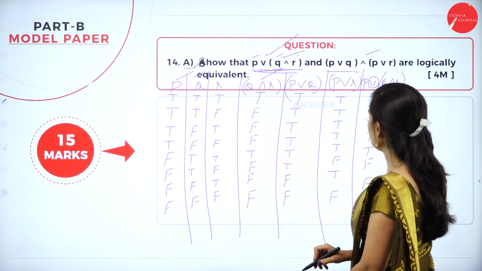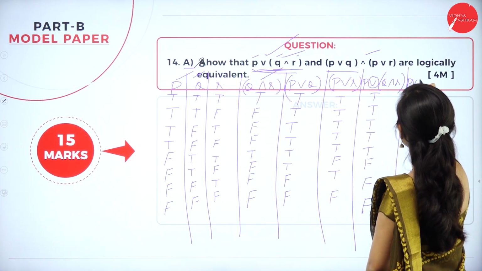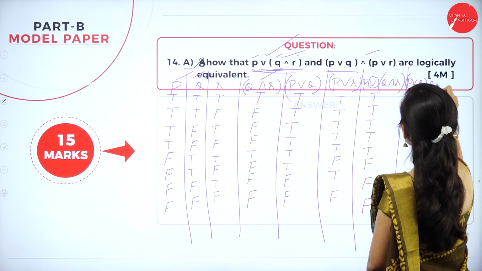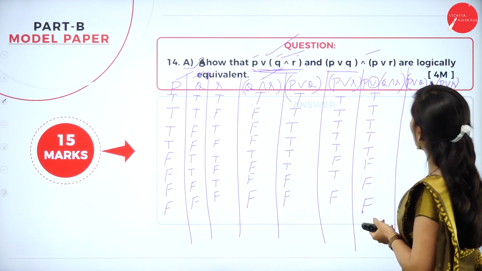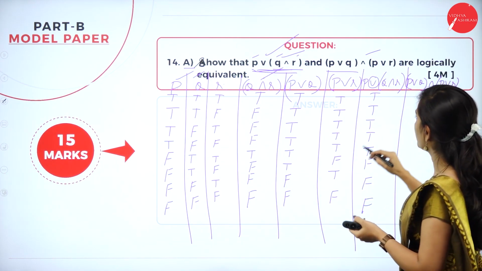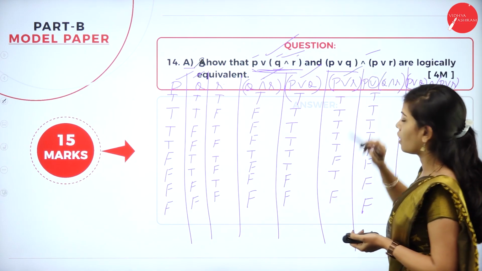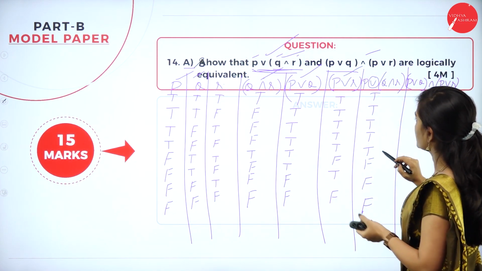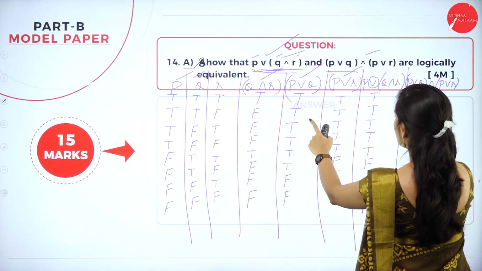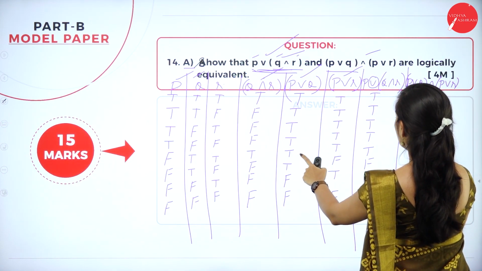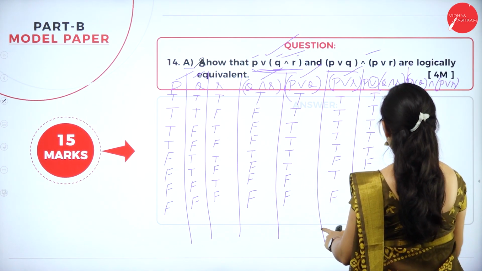false. And the next one is the second one, (P or Q) and (P or R). Here you have to use the logical multiplication operation. So I'll use the P or Q column and the P or R column, using logical multiplication. Use these two columns: true, true, true, true, true, and false, false, and false.